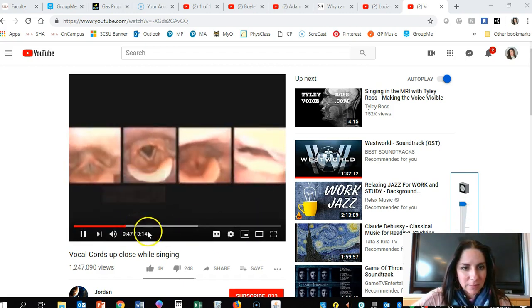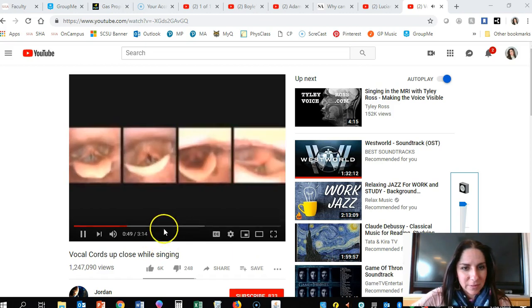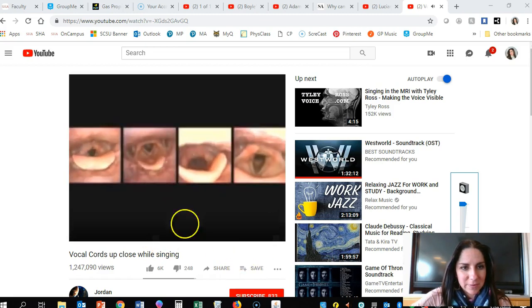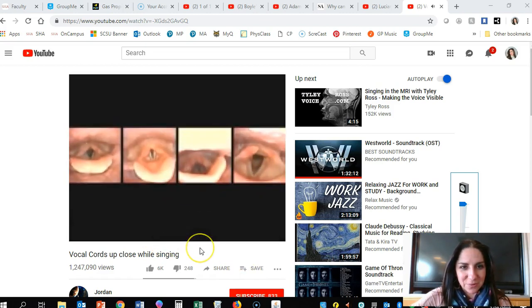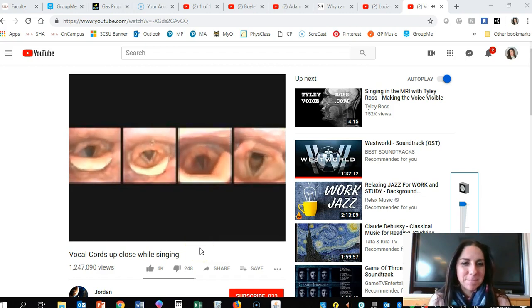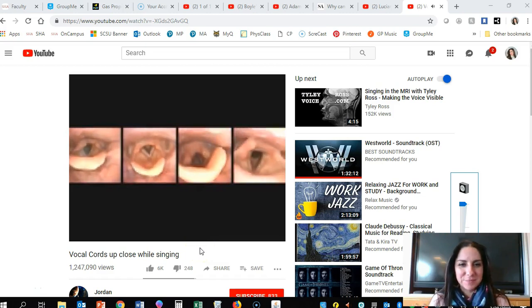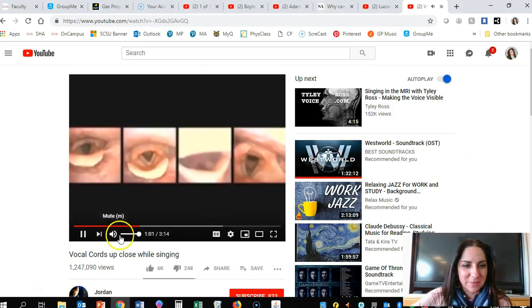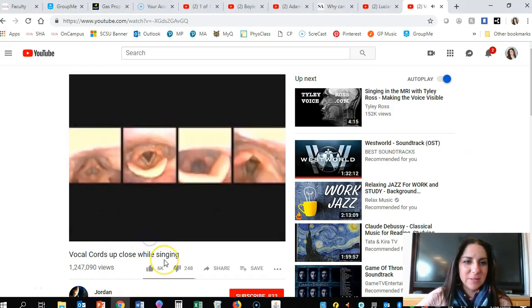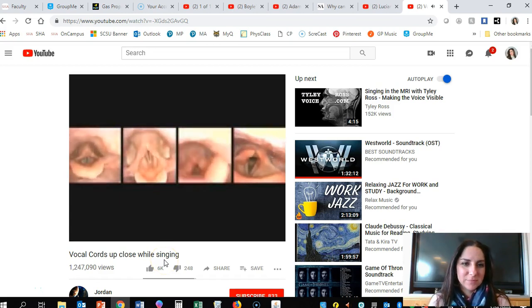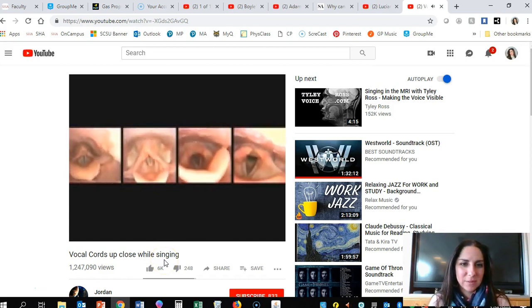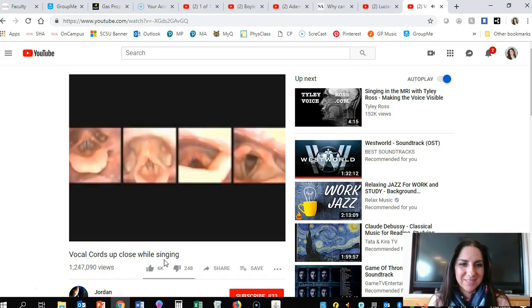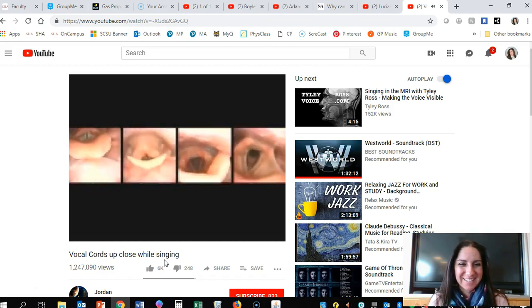Okay, there we go. So these are all their vocal folds. And here we go. They're going to sing a very beautiful song. Gross, right?